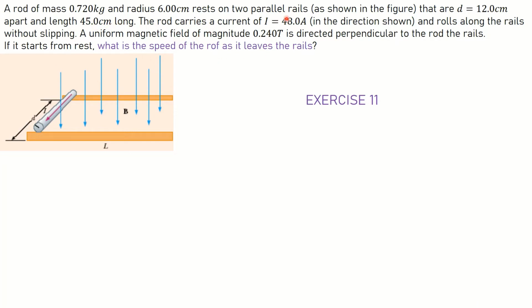The rod carries a current I in this direction, as you can see, and it rolls along the rails without slipping. So it is rolling along these rails without slipping. The uniform magnetic field of magnitude B is directed perpendicular to the rod, and also to the rails. If it starts from rest, meaning the initial velocity is 0, what is the speed of the rod as it leaves the rails? So our objective is to find the speed of the rod.